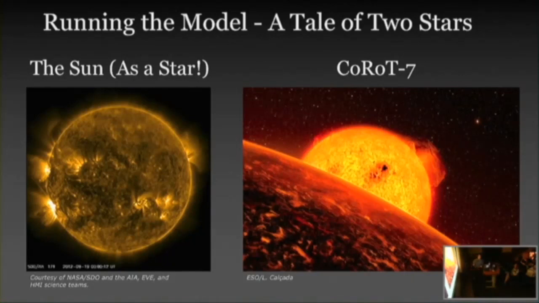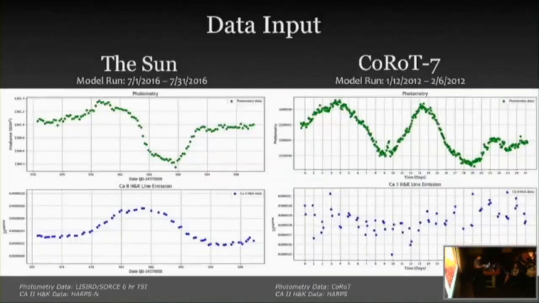And the other star we work with is CoRoT-7. This is about 500 light years away from Earth, and it is a host to two exoplanets. And it has one of the best data sets for those two, photometry and calcium-2 H&K. It's the most complete set of those, and so we decided to run on that.